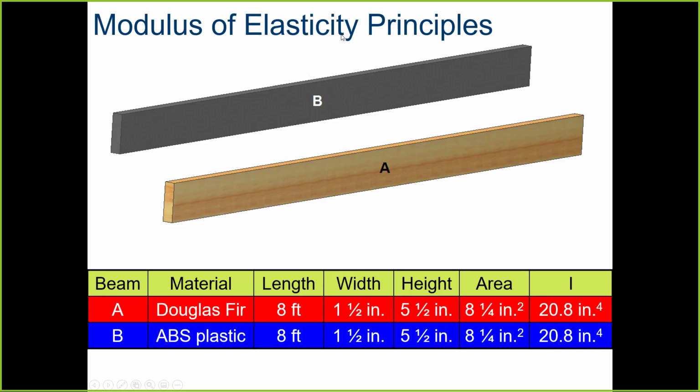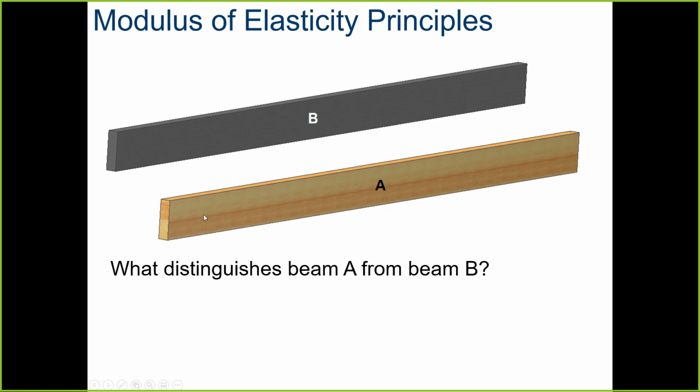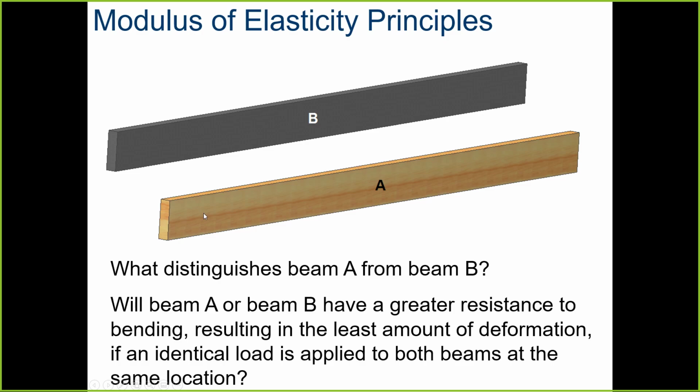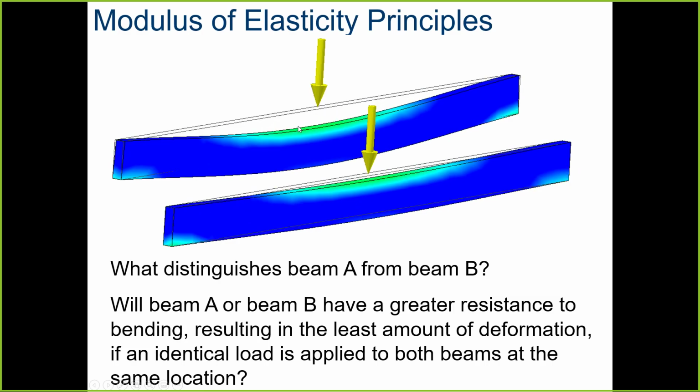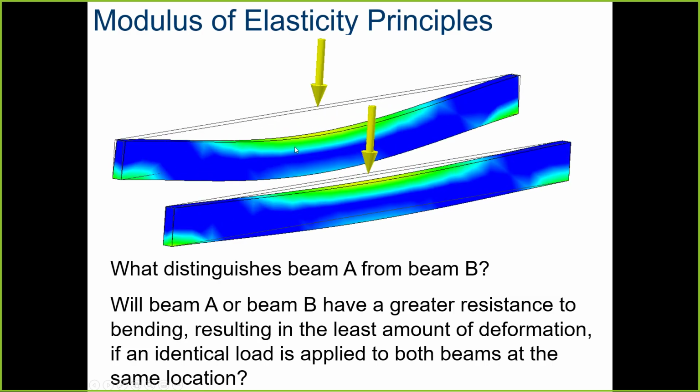Modulus of elasticity principles. See, so here's now 2 different beams, both of them joists, both of them the same cross-sectional area. As you can see right here, the cross-sectional area, the width and the height are the same. But the materials are different. One's Douglas fir and one's ABS plastic. It's a certain type of plastic. There's lots of different plastics, by the way. There's not just one. Will beam A or B have the greater resistance to deformation? It looks like the plastic one is bending a lot more, right? Because plastic is not as strong as the wood.